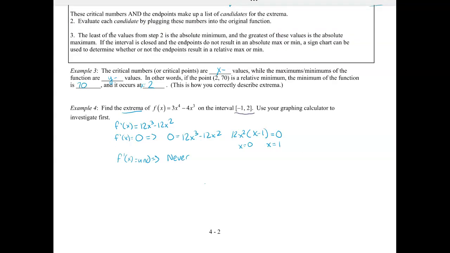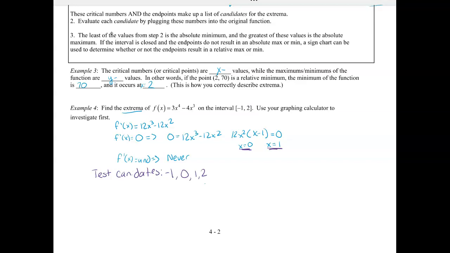And now that the interval is closed, we actually need to go back and test these candidates. Alright, and those test candidates are going to be -1 being my endpoint, 0 that we got here, 1 that we got here, and 2 that is my other endpoint. I need to go back into my original function and plug in all 4 of those numbers. Alright, I can't say that enough.